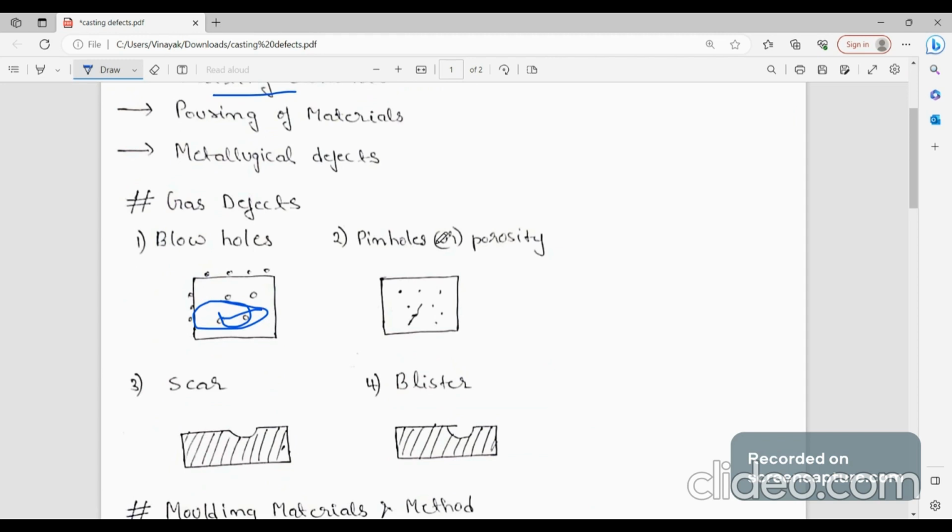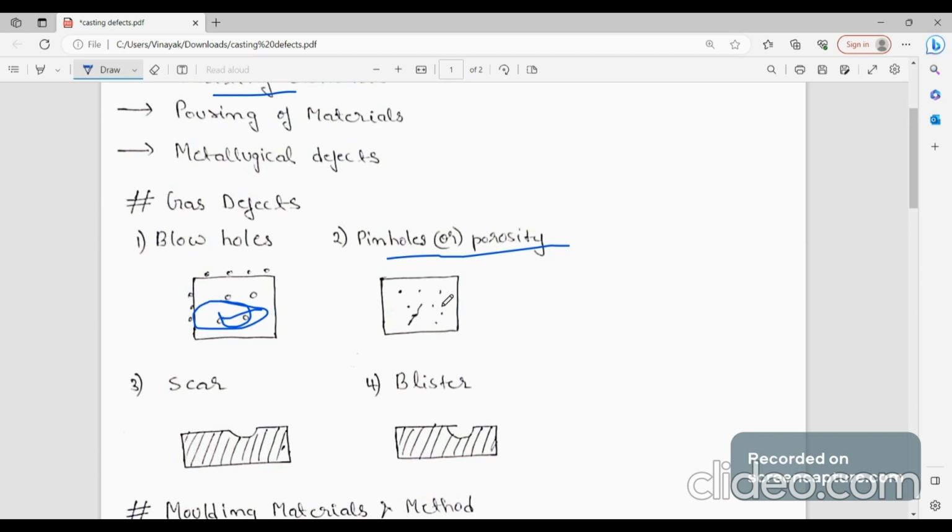The second one is pinholes or porosity. These are small holes as compared to blowholes and are formed due to hydrogen entrapment. Hydrogen will be entrapped in the casting, and due to this the defect is formed. When the hydrogen molecules start to come out from here, the path is traced, and that path is called porosity. These holes are very small as compared to blowholes.